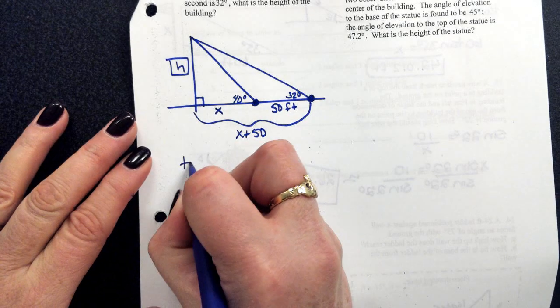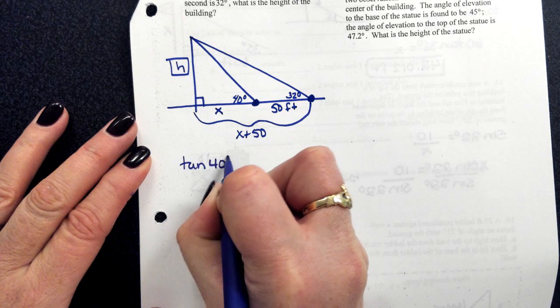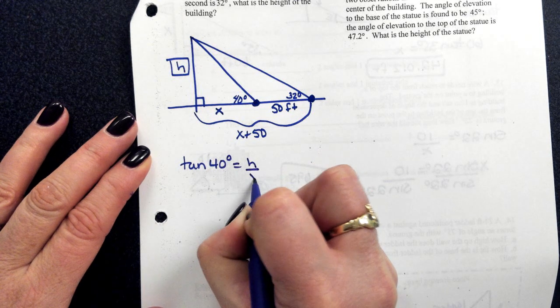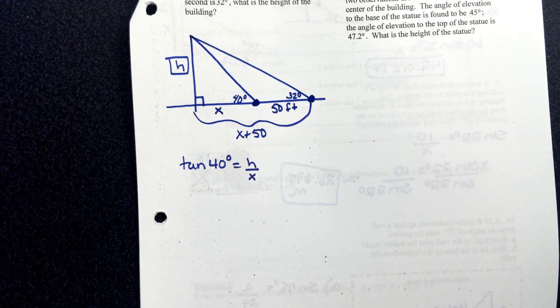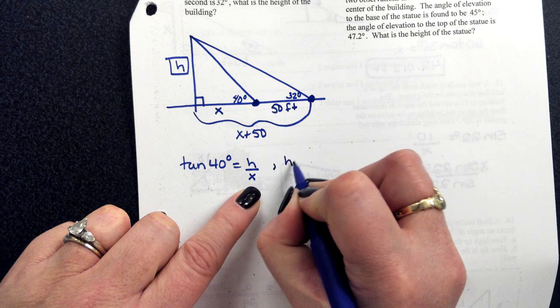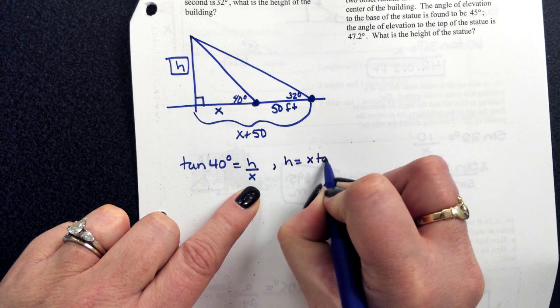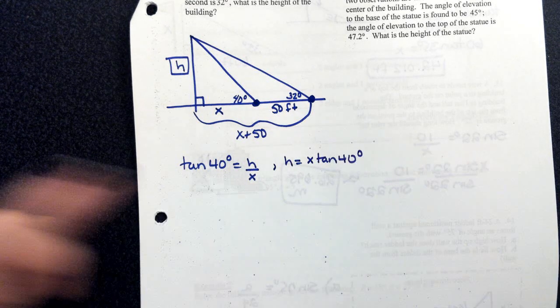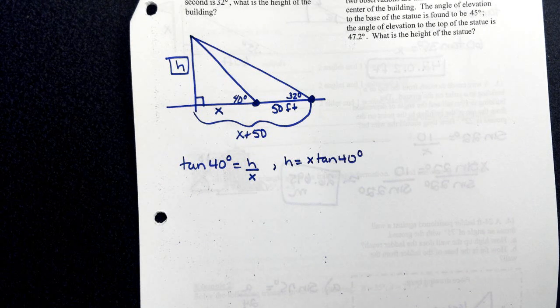So the tangent of 40 degrees is going to be equal to h over x. Remember, what am I ultimately trying to solve for? I'm trying to solve for what? Height. So I'm going to go ahead and solve for h. So h is equal to x times the tangent of 40 degrees. That's all I can do with that smaller right triangle. So any questions on what I've done?